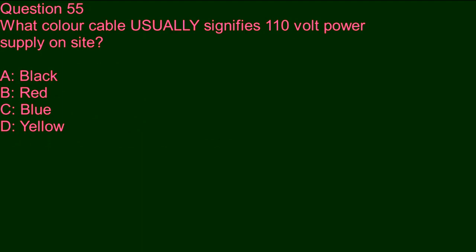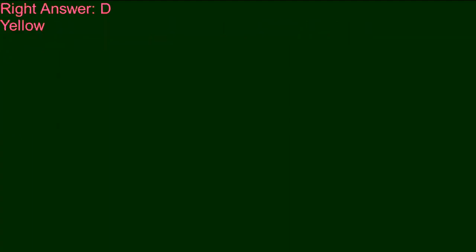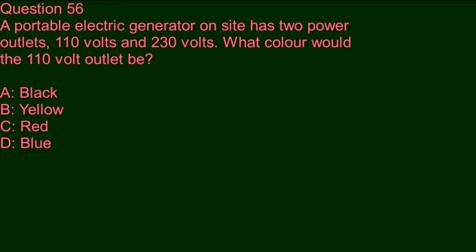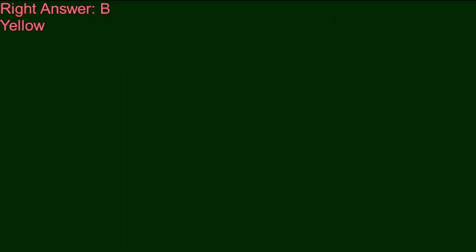Question 55. What color cable usually signifies 110 volt power supply on site? A. Black. B. Red. C. Blue. D. Yellow. Right answer, D. Yellow. Question 56. A portable electric generator on site has two power outlets, 110 volts and 230 volts. What color would the 110 volt outlet be? A. Black. B. Yellow. C. Red. D. Blue. Right answer, B.